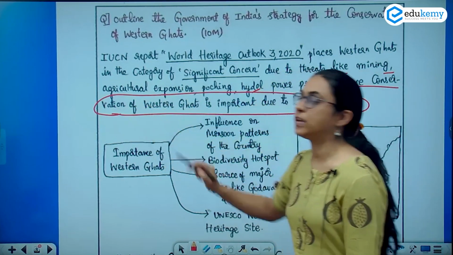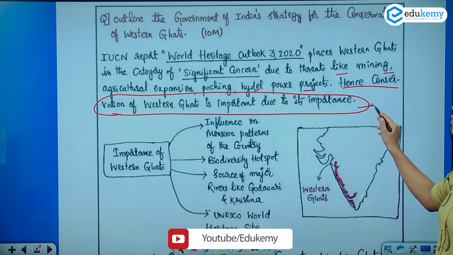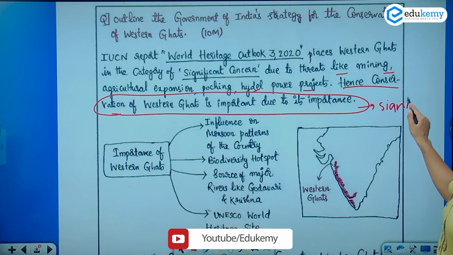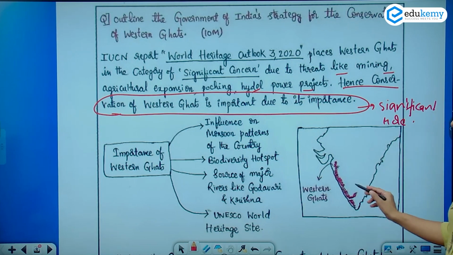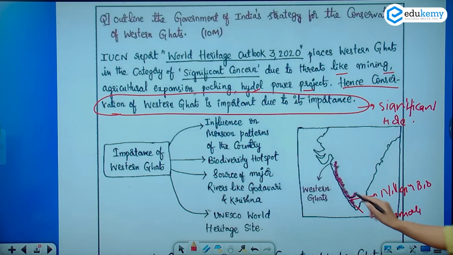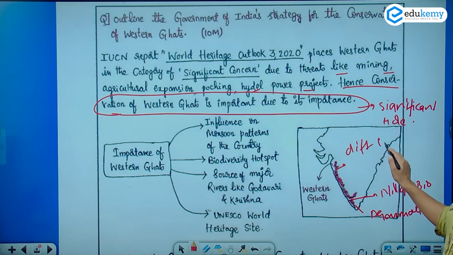The conservation of Western Ghat is important due to its very significant role in conservation of ecology, etc. And then here in the Western Ghat, you can show some of the biosphere reserves, like you can show Nilgiri Biosphere Reserve, you can show Agasthamalai Biosphere Reserve, right? You can show the different local names of Western Ghats. Okay, so this will make your answer more labeled.